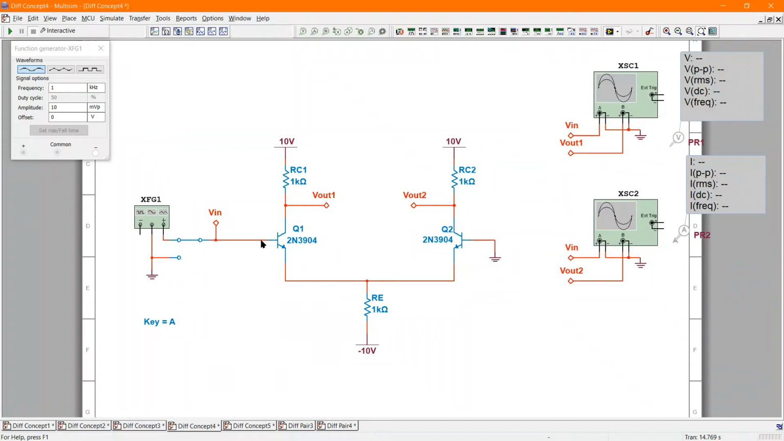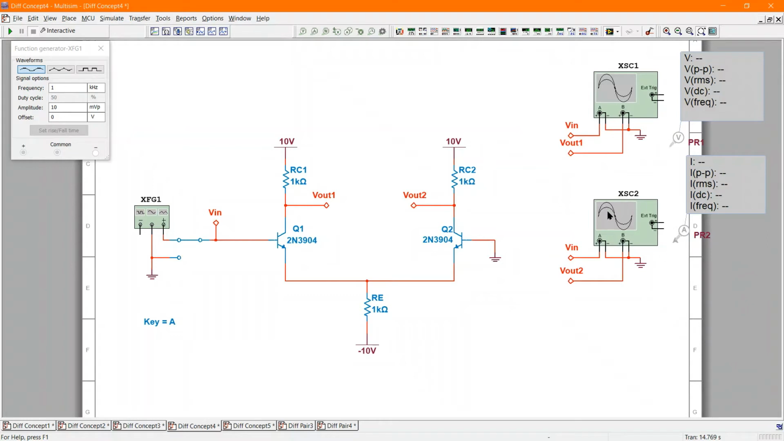If I apply Vin here to the base of Q1, Vout1 should be out of phase with the input because the common emitter amplifier has a negative gain. However, this also drives the second transistor here, Q2, in a common base configuration. So Vout2 should be in phase with the original input. So if I have one input voltage, I will have one output out of phase with the input, and I will have one output that is in phase with the original input. So let's pop open our scopes here and see if that's true.